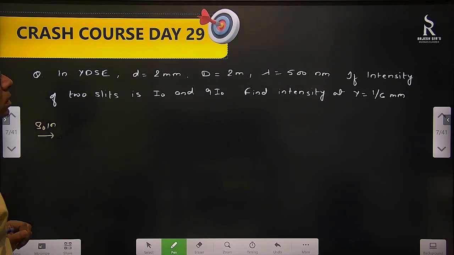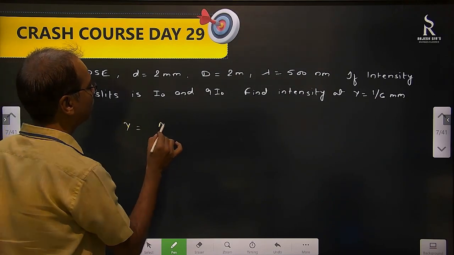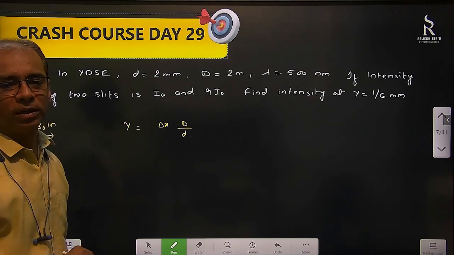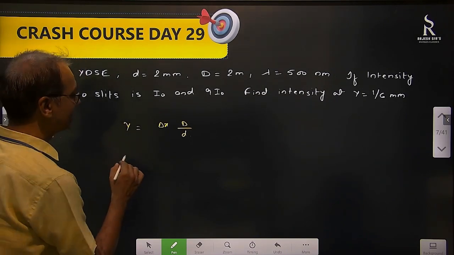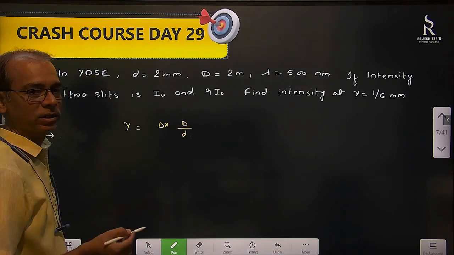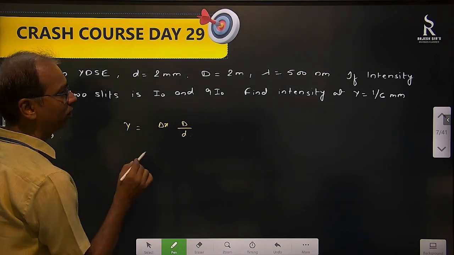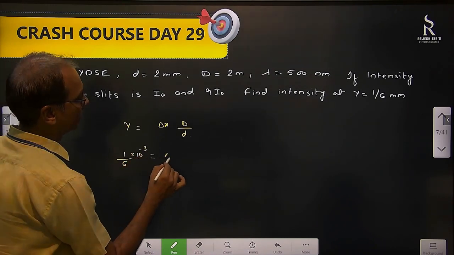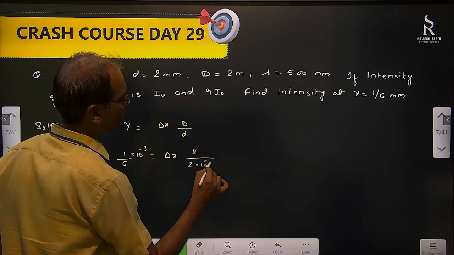So the y value is given. Now y is actually delta x times capital D by small d, so from here we will calculate delta x. Y is 1 by 6 mm and everything else is given in meter, so let's put everything in meter. So 1 by 6 into 10 to the power minus 3. Delta x, capital D is 2 meter and small d is 2 into 10 to the power minus 3.